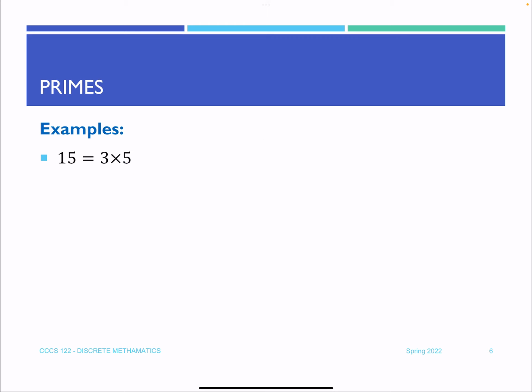So as an example, 15 can be written as the product of prime numbers 3 and 5, and in this notation, we usually put the smaller factors in front. So 3 comes before 5. 48, just like that, can be written as the product of 2 times 2 times 2 times 2 times 3, or written more neatly as 2 to the power 4 times 3.